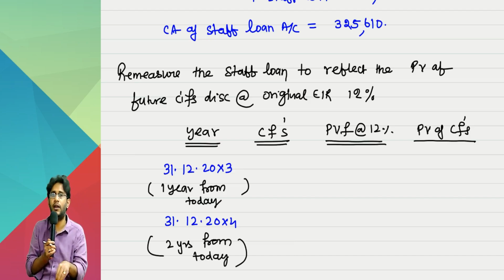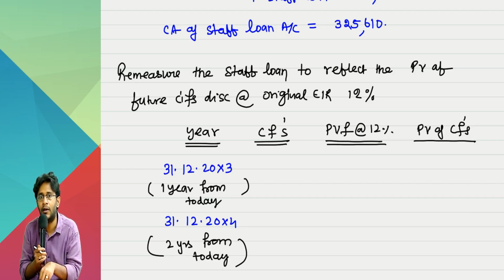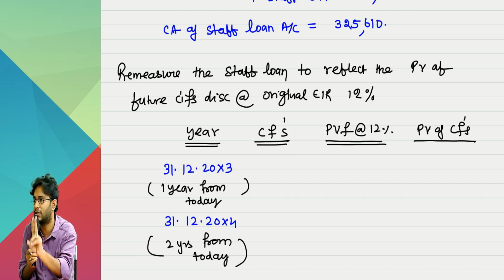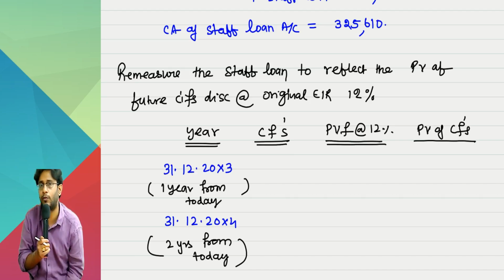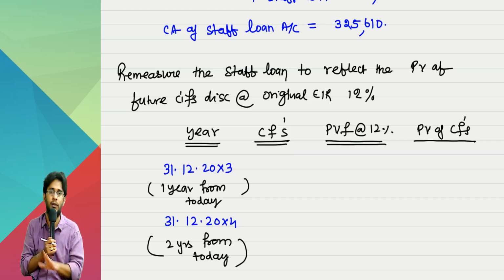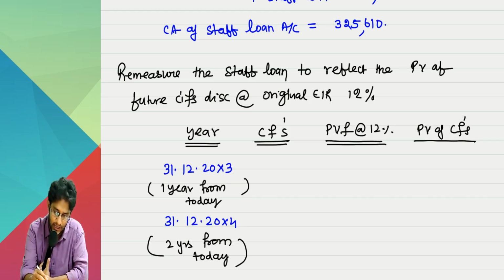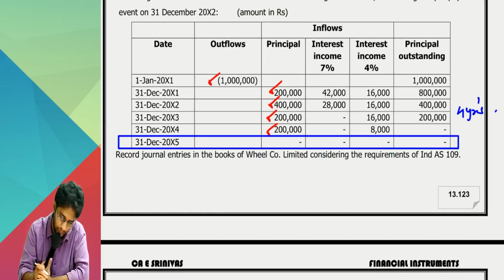You are already standing at the end of the second year. Cash flows will come in the third year and in the fourth year. The third year and fourth year are 1 year away from you and 2 years away from you. Discounting also should be done only for 1 year and 2 years. Don't apply the third year and fourth year PV factor. Should be careful.